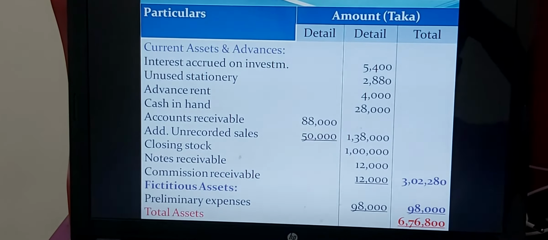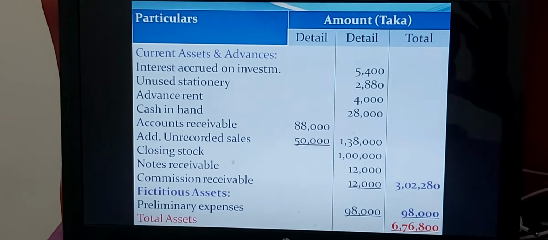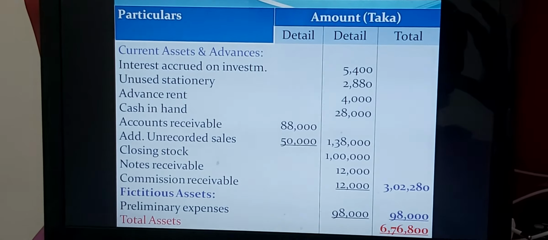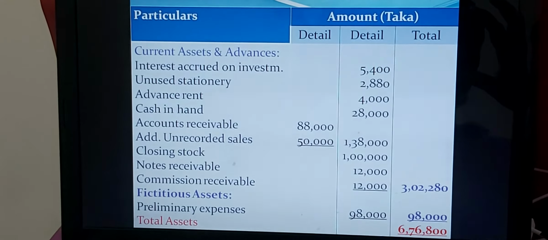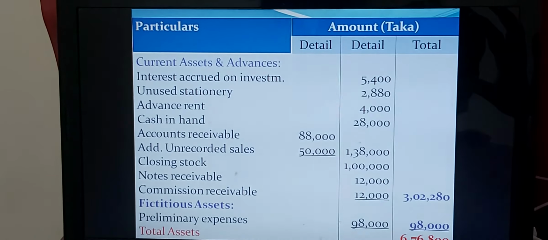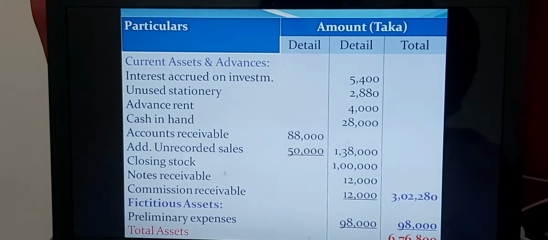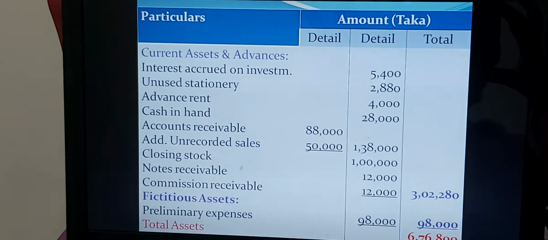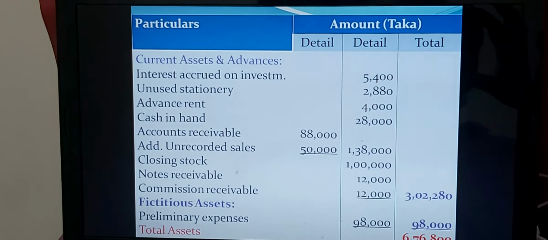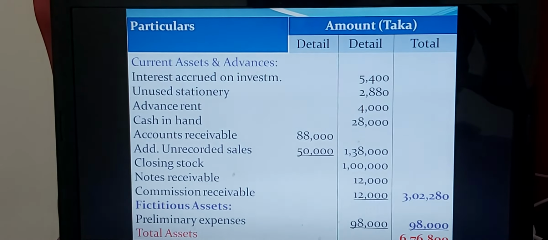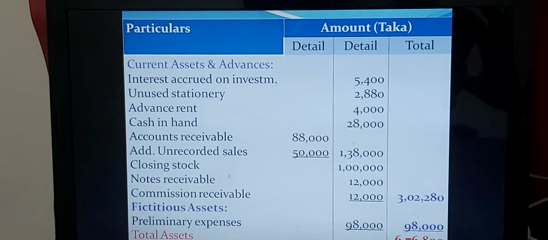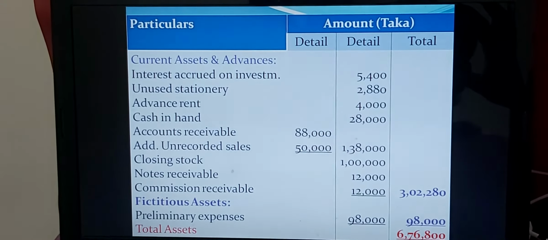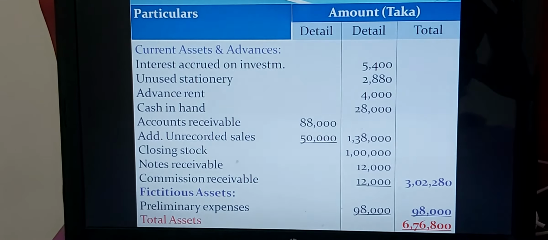It is available in trial balance. Take up 1 lakh. You have to write it in middle column. Notes receivable 12,000. Commission receivable 12,000. From the beginning level of accounting, you have already known all kinds of receivable amount to be treated as current assets. So you have to write it in current assets head. Total amount of current assets and advances to be taken in outer column 3,02,280.